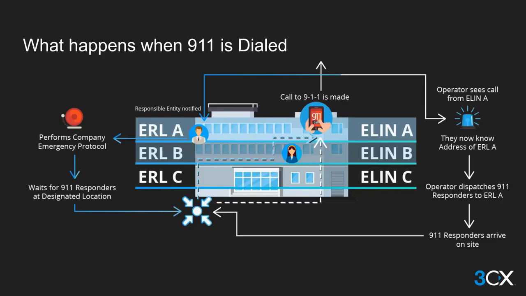The 911 operator will see the call coming in with LNA coming through to them. They will now know the address of the ERLA. They will then dispatch the emergency responder personnel to the ERL from which the emergency number was dialed from.